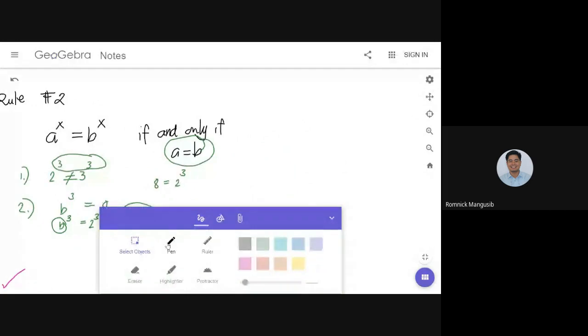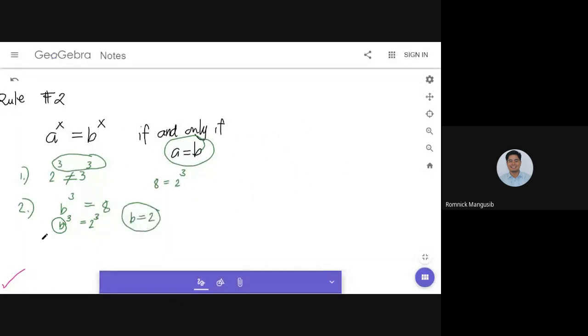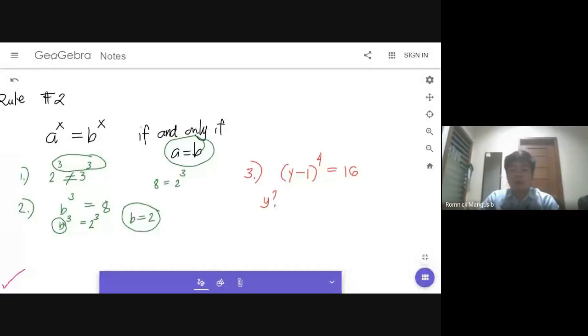Okay, tayo na, medyo tricky din. (y - 1)^4 = 16. So what is y? Sige, may I ask this to you? If (y - 1) raised to 4 is 16, what must be the value of y? In just 20 seconds, let me know.